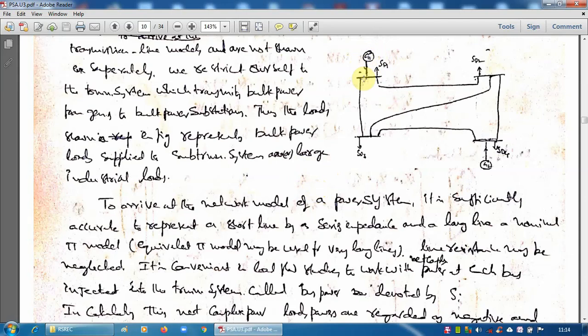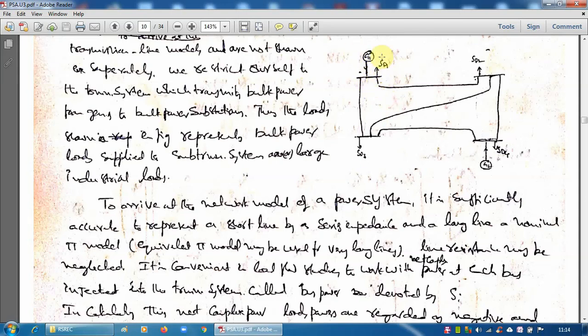Net complex power into the system. For example, take this bus. Here there is some complex power injected by this generator into the system, and at the same bus some power is taken out by a load. So here input power is there and output power is also there. If this is the case, we represent these two powers by a single power into the network. Into the network means input power minus output power.